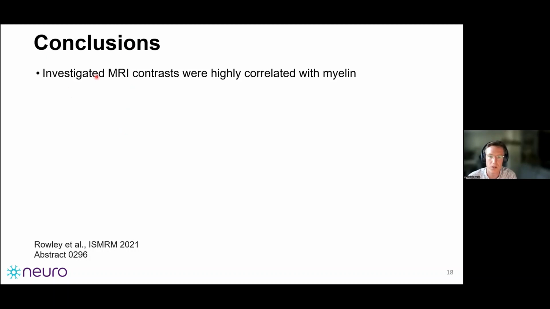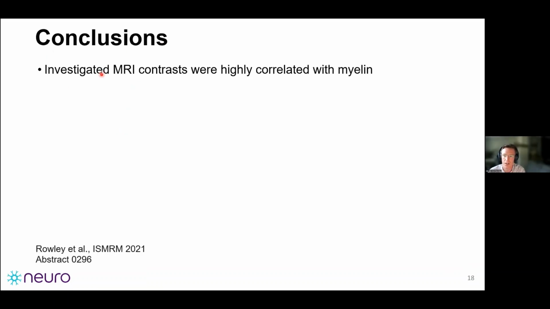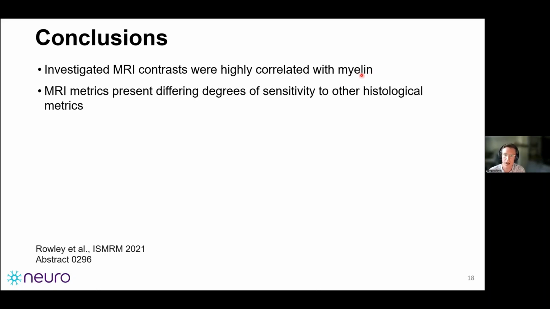So in conclusion, we investigated MRI contrasts, and they're all highly correlated with myelin, and the MRI metrics presented differing degrees of sensitivity to the other histological metrics. And this might be important for investigating certain neuropathologies, something like in Parkinson's disease, where you end up with disruptions to storage proteins. You might start to see a divergence of the mutual correlation spatially.